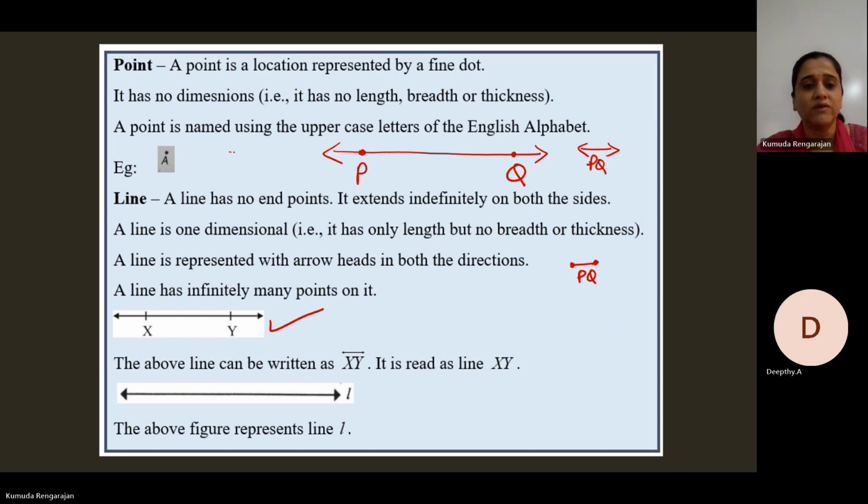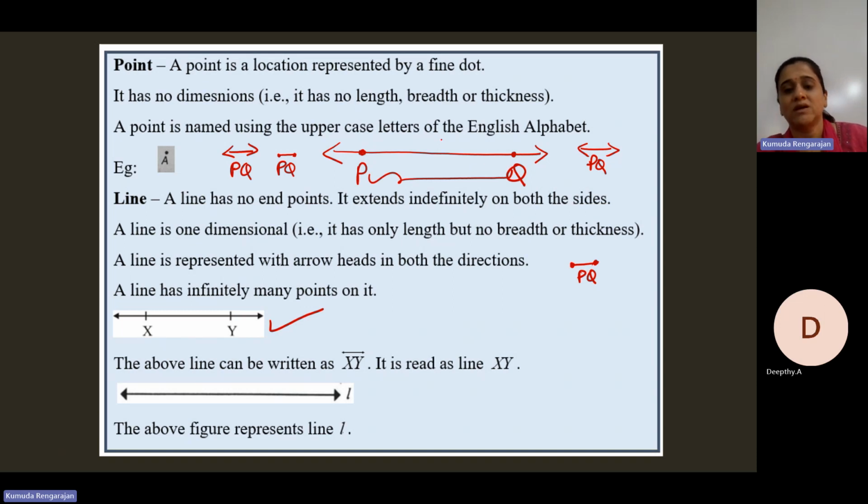So if you want to name the line, you must say line PQ like this. Look at the board. I said you don't have to write now. So line PQ like this. Or if you represent it like this, it is line segment PQ. Line segment PQ is only this portion. This you can measure the length. You can use your scale and measure the length of this line segment. Maybe some 7 centimeters.